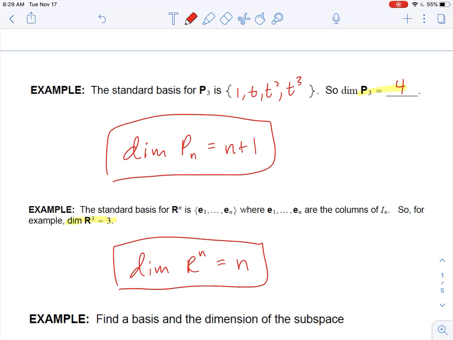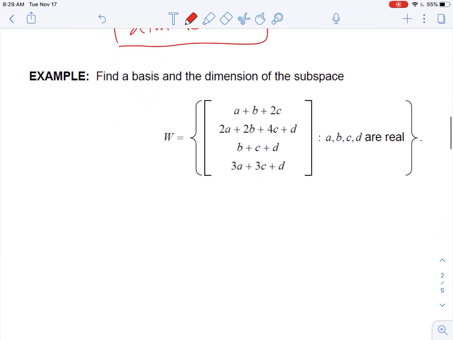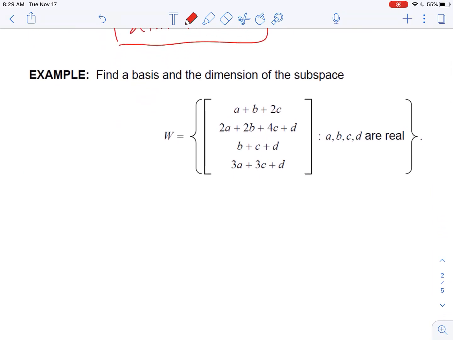So I want to make sure that contrast is illustrated there. Let's look at a little bit more of a unique example. Find a basis and the dimension of the following subspace. They're telling us that this is a subspace, so let's examine this a little more carefully. Obviously, we can break this apart and look at it in its components.